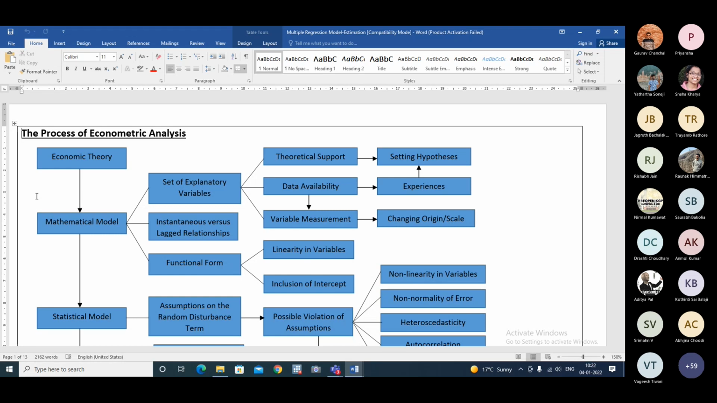You have studied in economics that when we are discussing about law of demand, to begin with, what we assume? We assume that quantity demanded for a commodity varies with its price. Other things remaining the same.